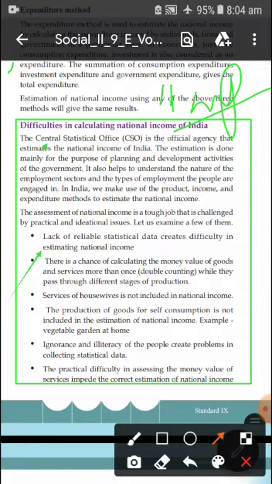And the next one: ignorance and illiteracy of the people create problems in collecting data. People ignore, they do not have calculation, they don't know the methods, how to write the accounts and how to keep the records.